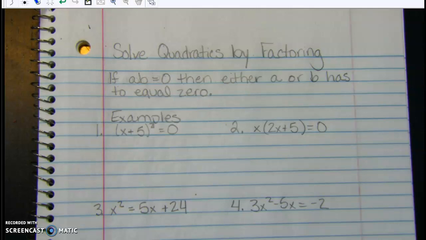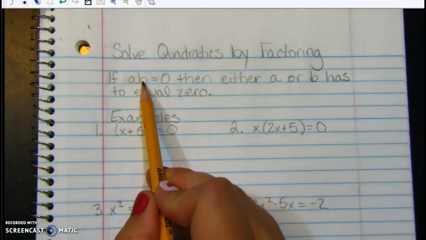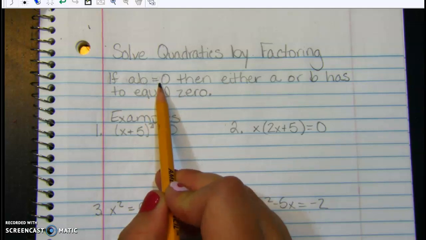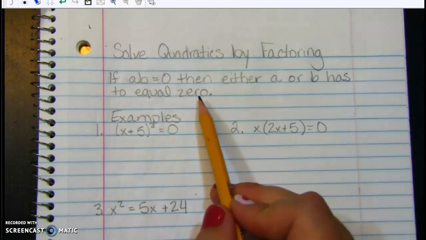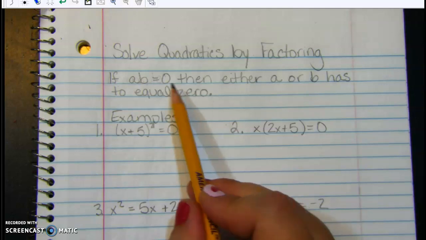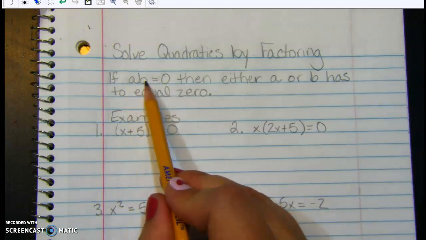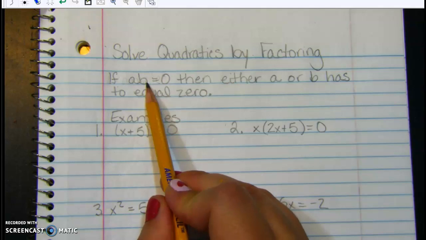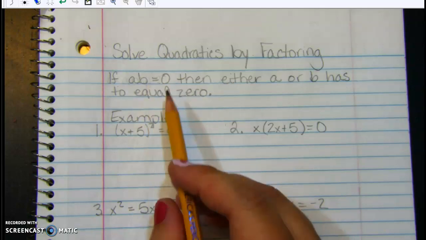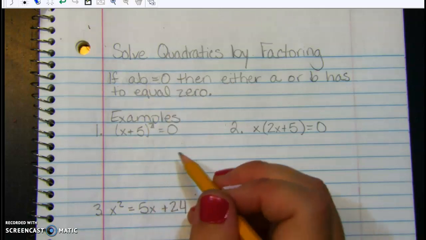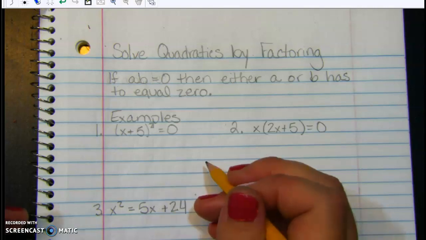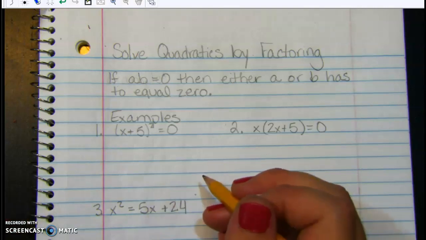Welcome back. Tonight's notes are about solving quadratics by factoring. So basically, if you have a times b equals 0, then either a or b has to equal 0, because the only way to equal 0 when you have multiplication is if one of the things you're multiplying equals 0. So with that being said, what we're looking at is factoring. And if two things are multiplied together equals 0, one of them has to be 0.